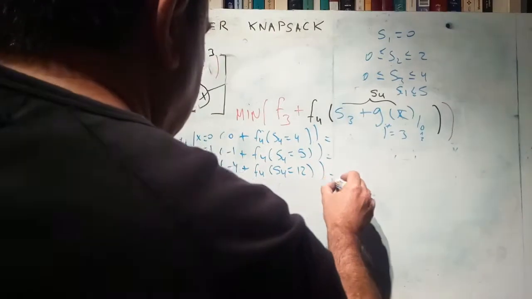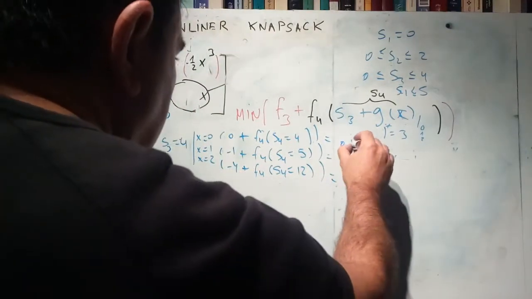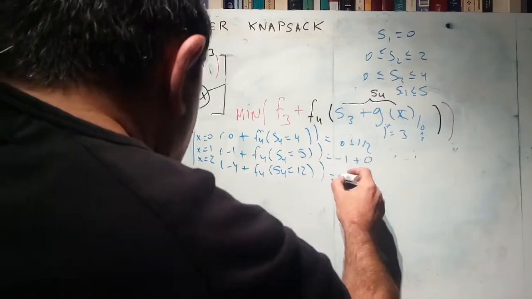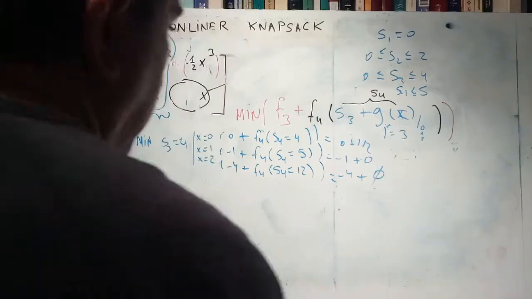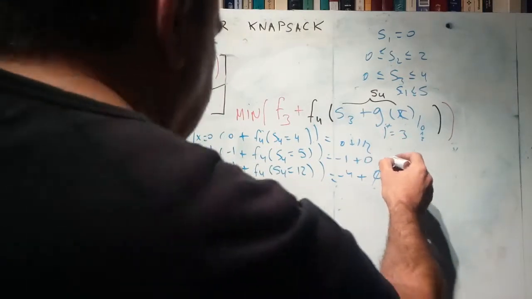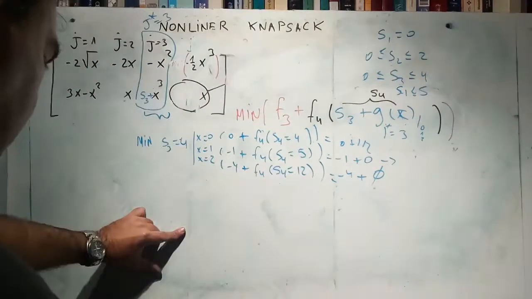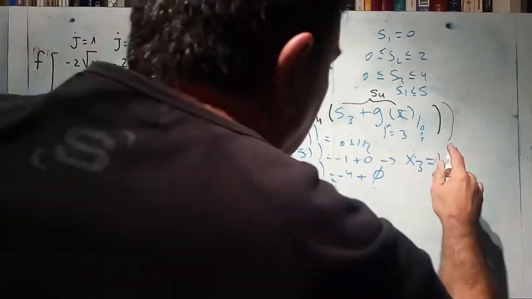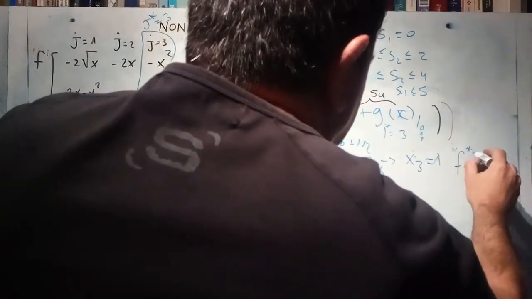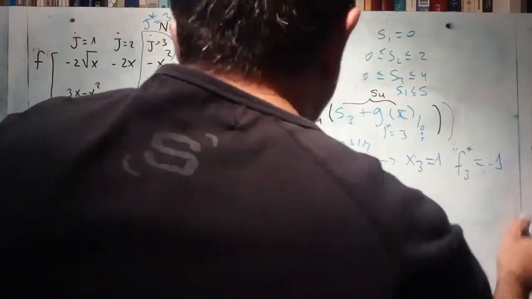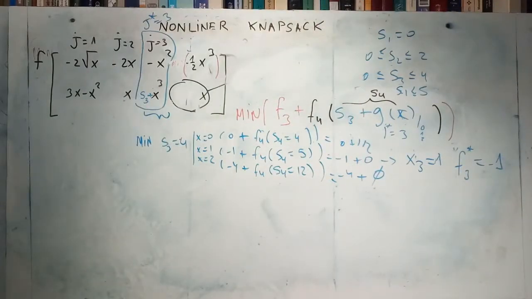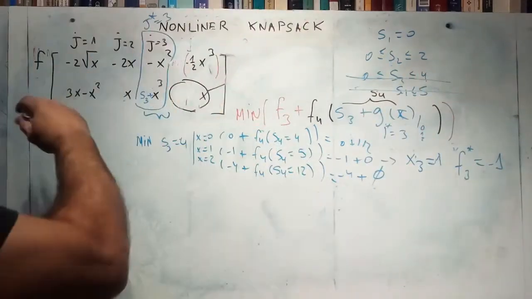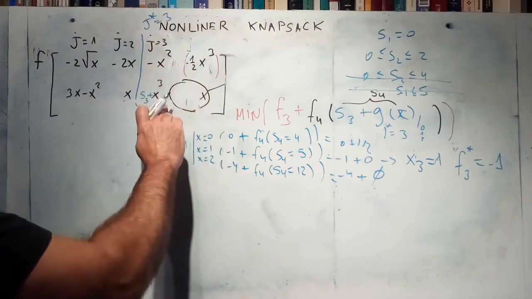So this is giving us these numbers: 0 plus 1/2, minus 1 plus 0, and minus 4, null. So the minimum lies in the middle now. Again, the optimal solution of this will be x3 being 1, and f star 3 being minus 1. Okay, so we have also completed this stage, the third stage. Now we have to move to the next column.